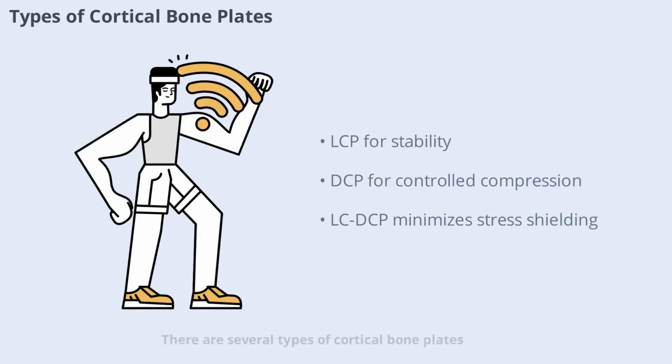There are several types of cortical bone plates, each designed for specific clinical scenarios. Locking compression plates (LCP) provide stable fixation and are especially useful in osteoporotic bone. Dynamic compression plates (DCP) allow controlled compression at the fracture site, promoting healing. Limited contact dynamic compression plates (LCDCP) reduce plate-to-bone contact, minimizing stress shielding and improving blood supply. Each plate type is chosen based on the fracture location and the required stability.